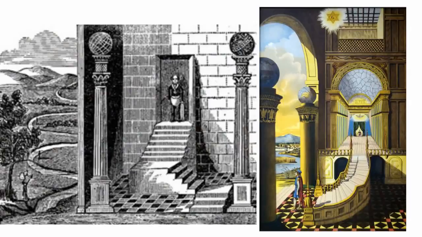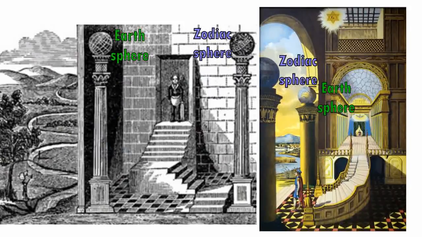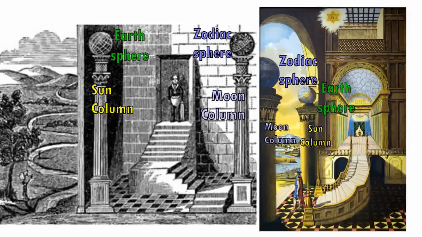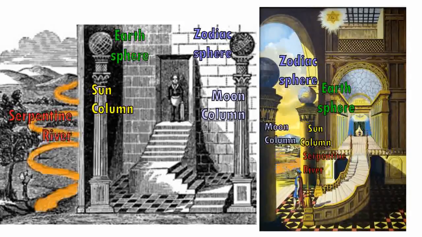Doing a comparison of tracing boards, now there are many, basically they all have the same information in there, so even if they look very different they will have the same elements. For instance, the Earth sphere and the zodiac sphere. The zodiac sphere will have the signs of the zodiac around it, and the Earth will plainly be the Earth, or will have a tilt indicating the Earth's tilt of 23.5 degrees. The 2 columns, Boaz and Yakin, are also the Sun and the Moon columns. Now you'll even see directly above in other boards a Sun and a Moon.